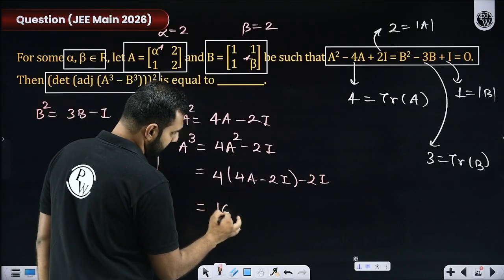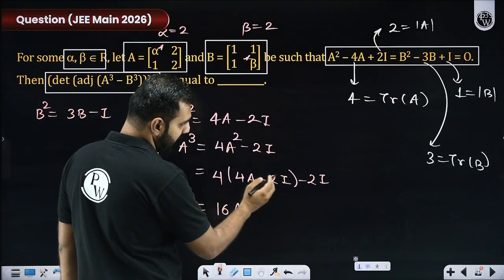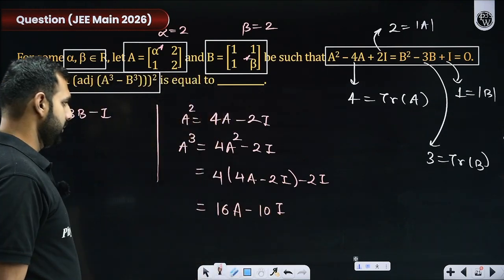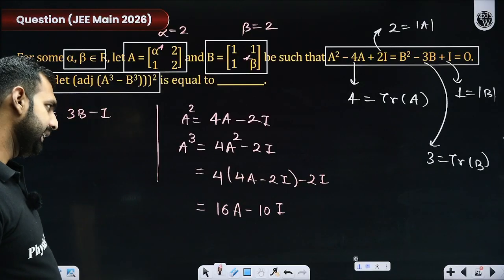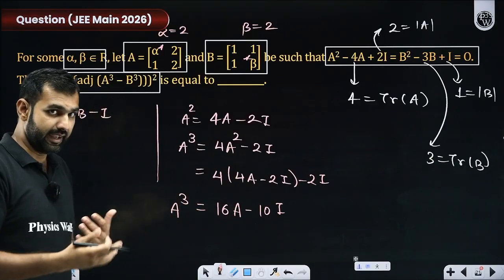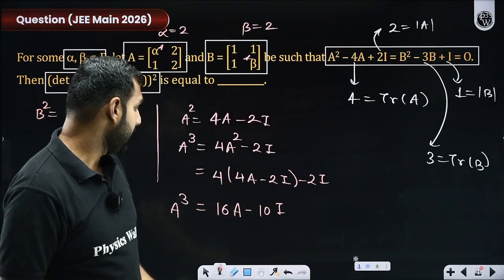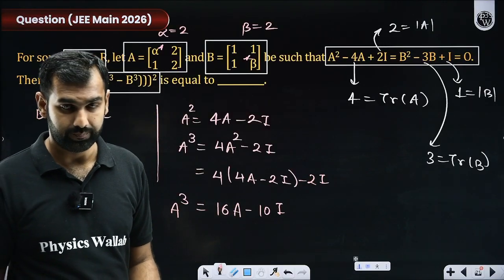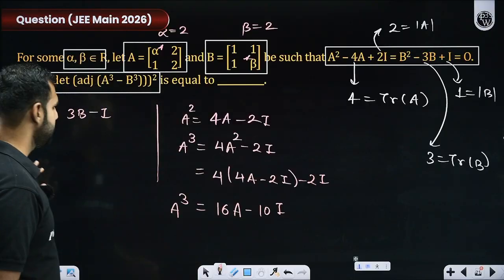So this leaves you with 4 into 4, 16a. 4 into 2, minus 8, minus 2, that is minus 10i. So this is your a cube. Instead of multiplying a with itself 3 times, I can write a cube very easily with the matrix polynomial. That's the beauty of it. Are you realizing that?